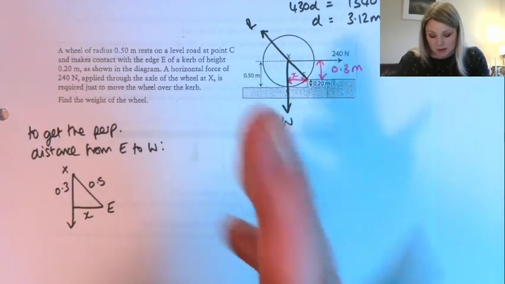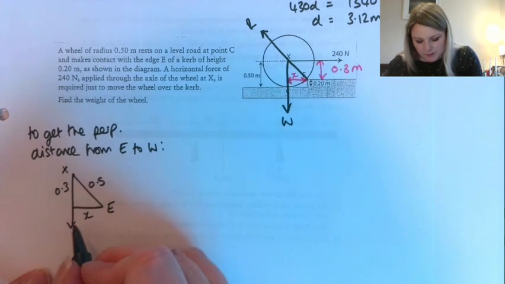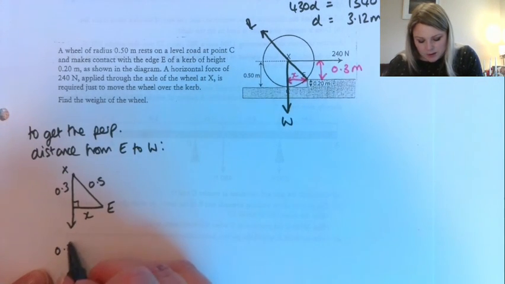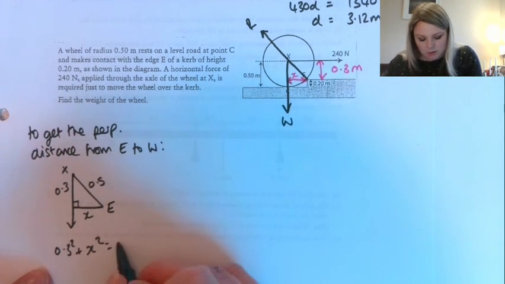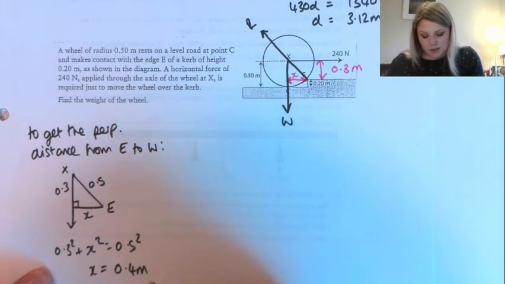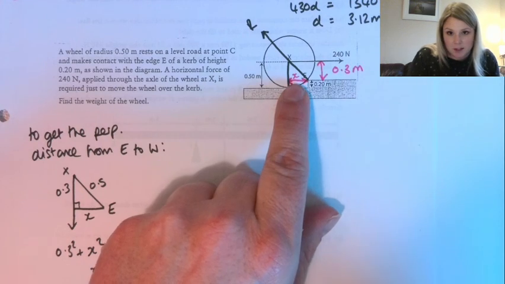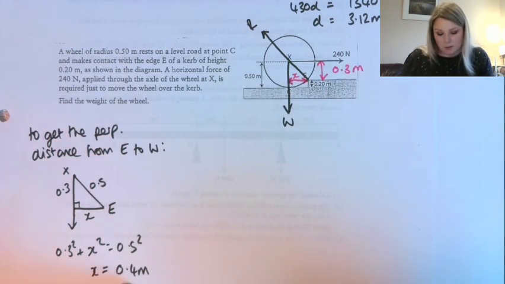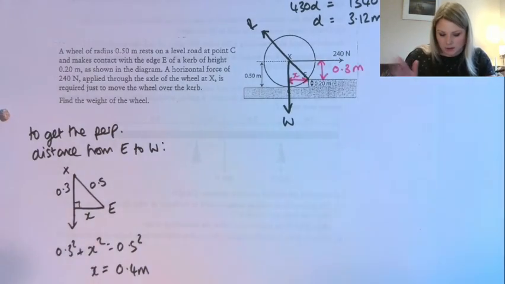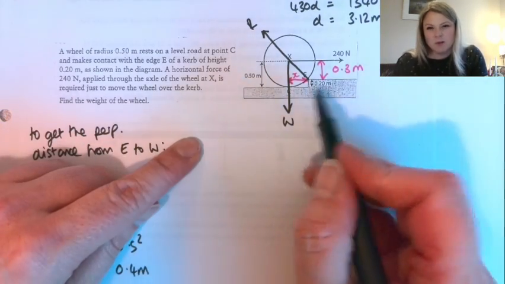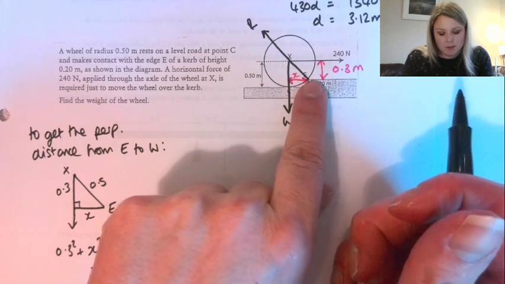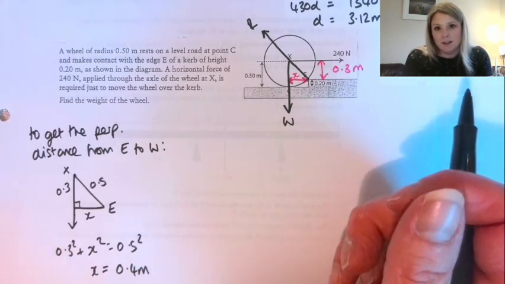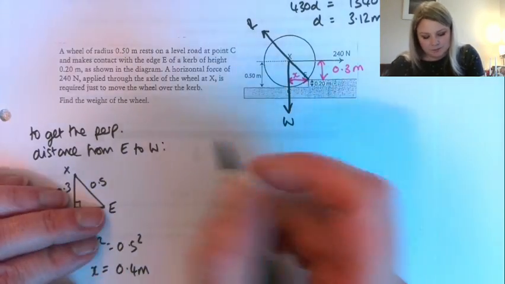That's a wee Pythagorean triple, but we'll do our working out properly. So 0.3 squared plus x squared is 0.5 squared. If we solve that, we get 0.4 for x. So this perpendicular distance between the weight and the edge of the curb is 0.4 meters. Now, next little note is just to make a wee note about taking moments about E, because then that means we can eliminate the normal reaction.